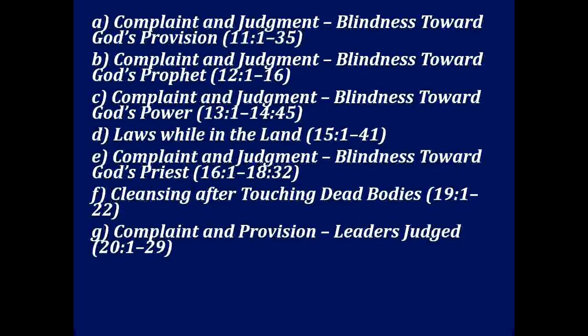Notice in chapter 20, verses 1 through 29, we have more rebellion. We have the death of Miriam. We have complaint and provision, leaders judged. We also have the water of Meribah, and then we have the death of Aaron, also in chapter 20. So in between the death of Miriam and the death of Aaron, we have the water of Meribah. But again, over and over, we just see this constant complaining, and then the judgment of God in dealing with this.